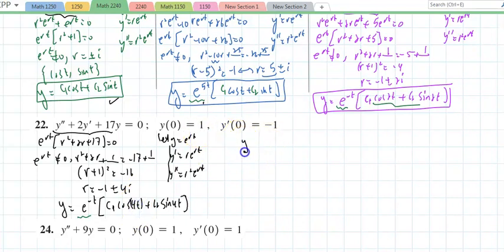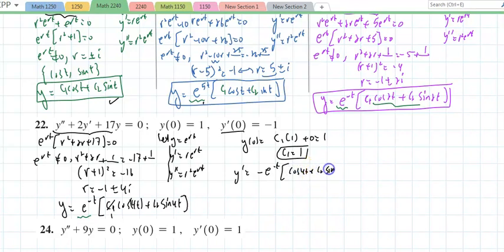Now, if I take y of 0, that is c1 times 1, e to the 0 is 1, that's it, plus 0, and that equals 1, so c1 equals 1, got it. And y prime, if I take a derivative, it's going to be the product rule: negative e to the negative t times (cosine of 4t plus c sub 2 sine of 4t), and e to the negative t times the derivative, which will be negative 4 sine of 4t plus 4c sub 2 cosine of 4t. So those derivatives are a bit lengthy.